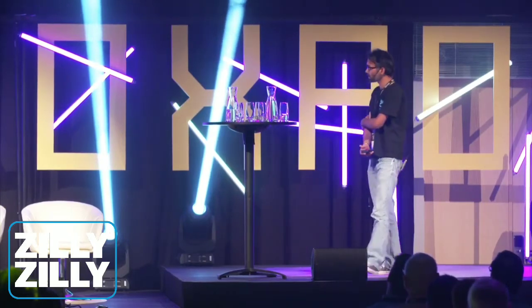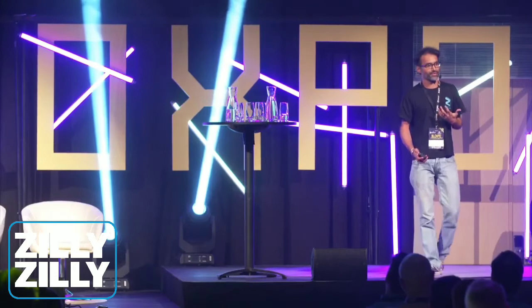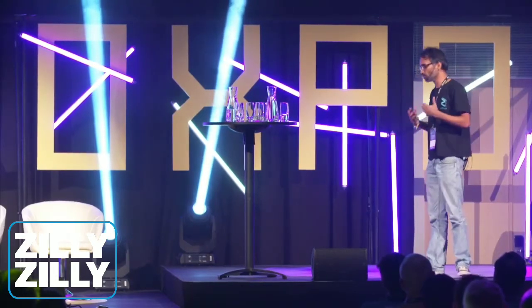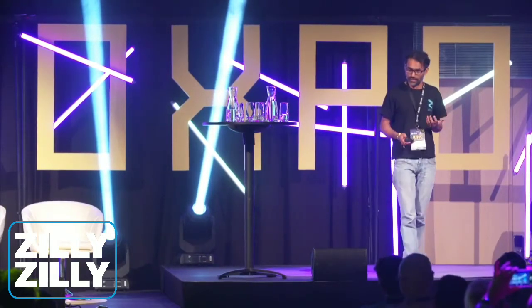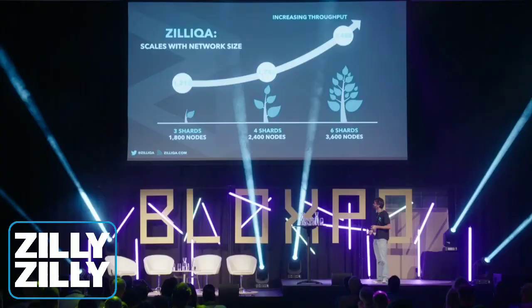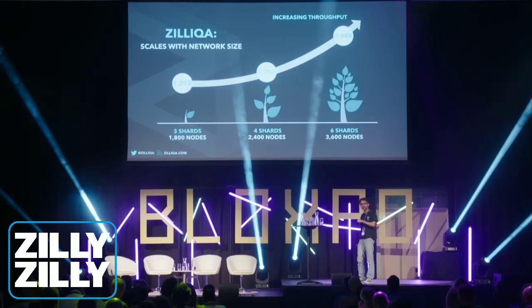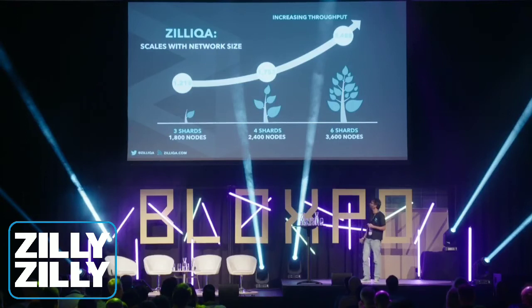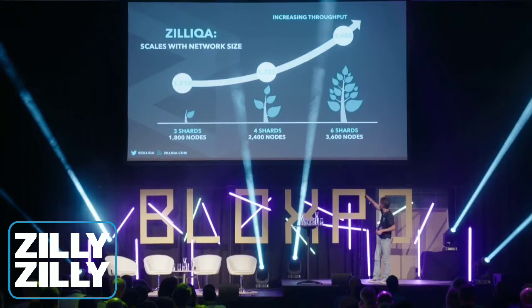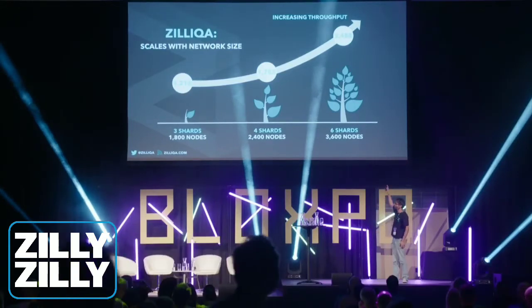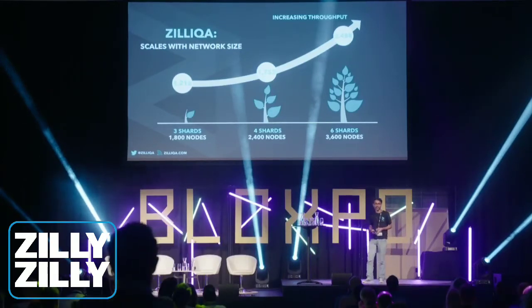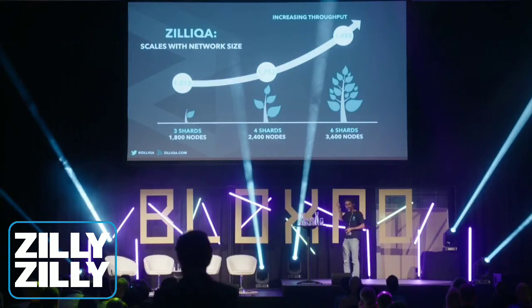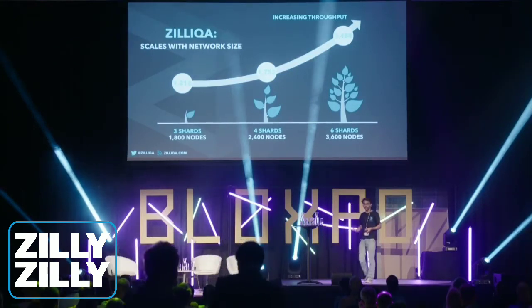So what we did was we implemented this theoretical idea into a real-world system, and this is what Zilliqa is. We observed that if you have a network of, let's say, 1,800 nodes, you would observe a throughput of around 1,200 transactions per second. And if you double your network size from 1,800 to 3,600 nodes, you actually double your throughput as well, from 1,200 to around 2,400 transactions per second. These are real numbers that we observed from our internal testnet.